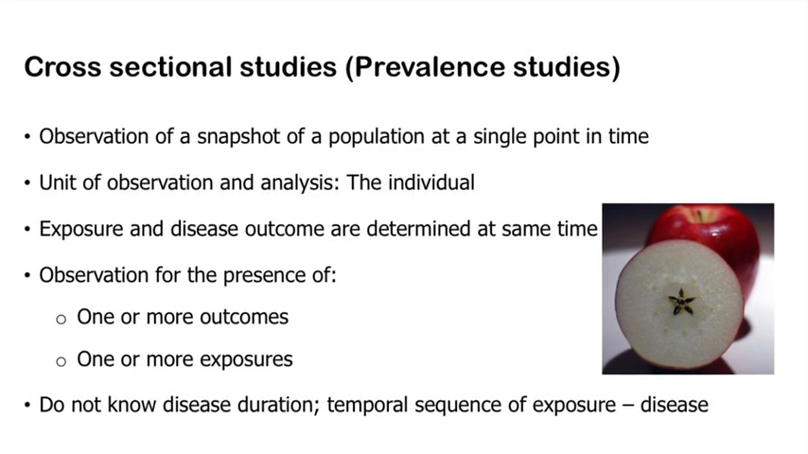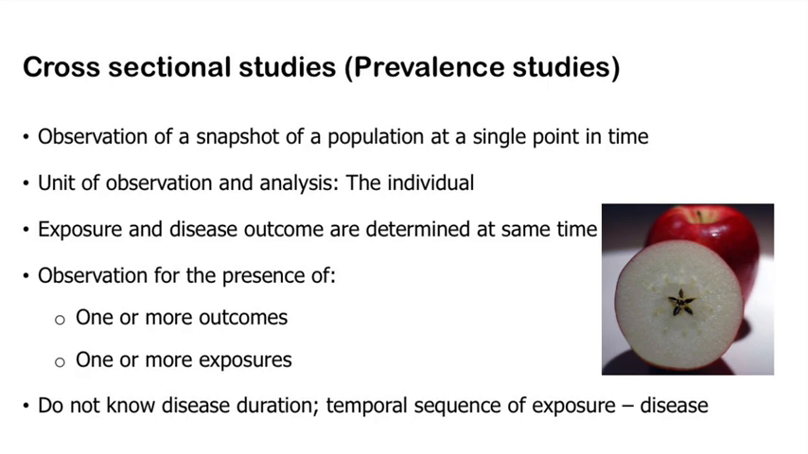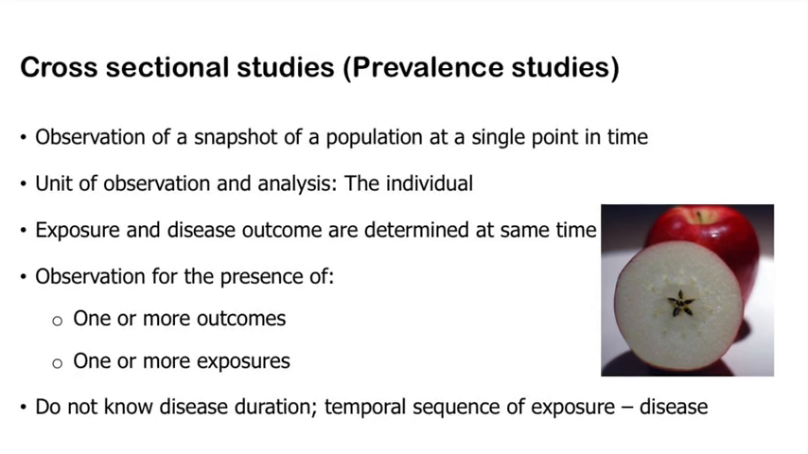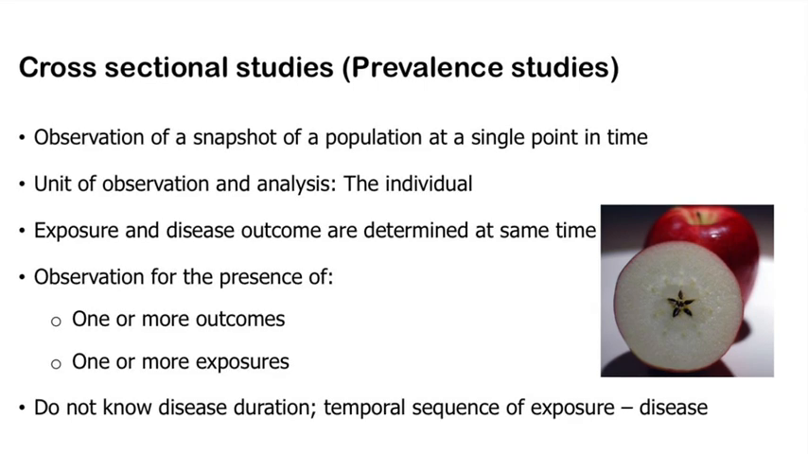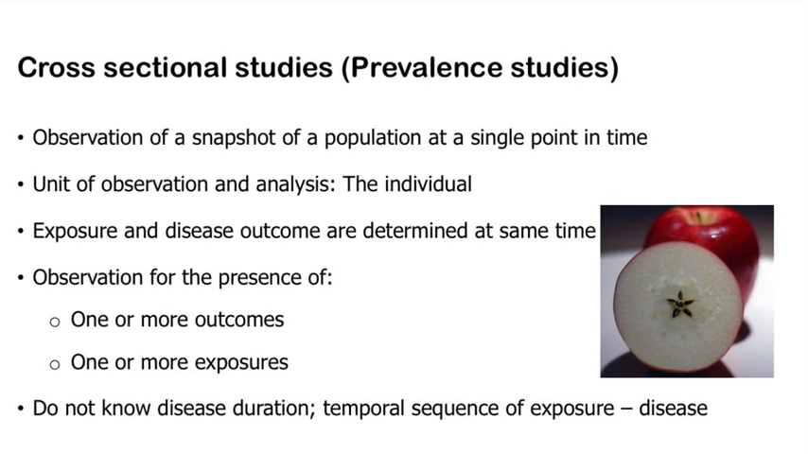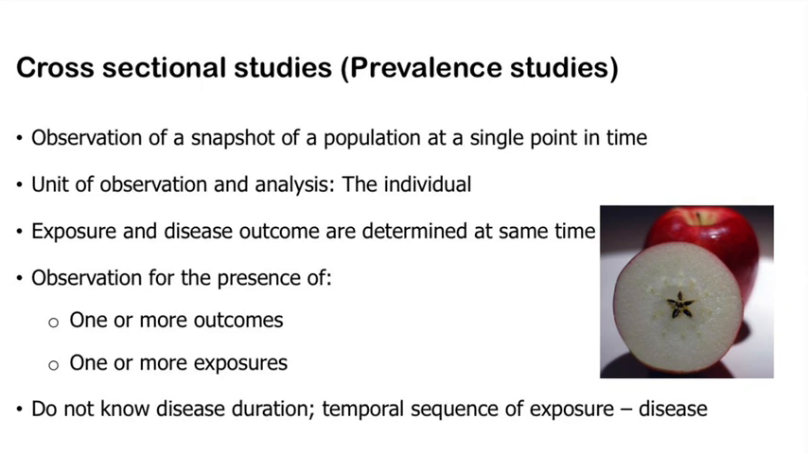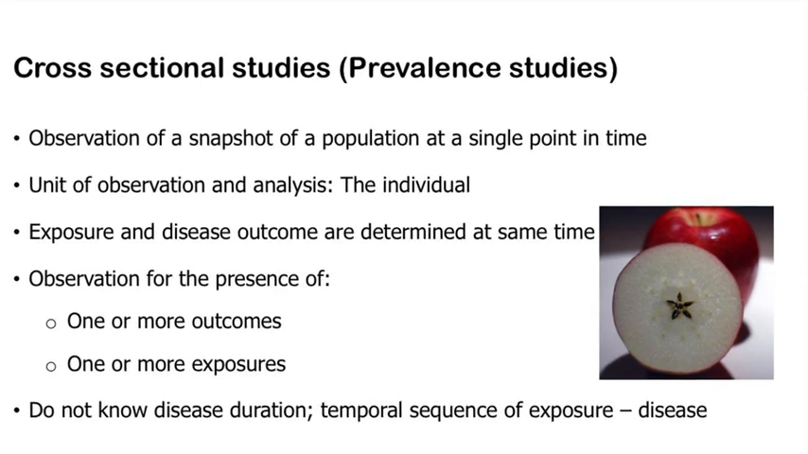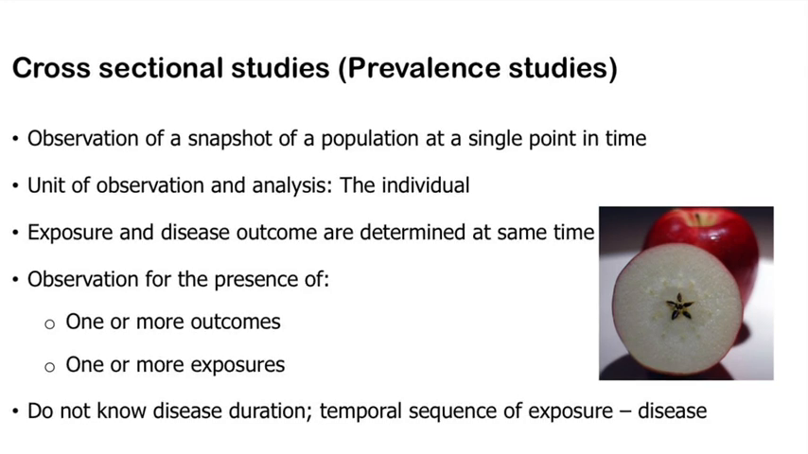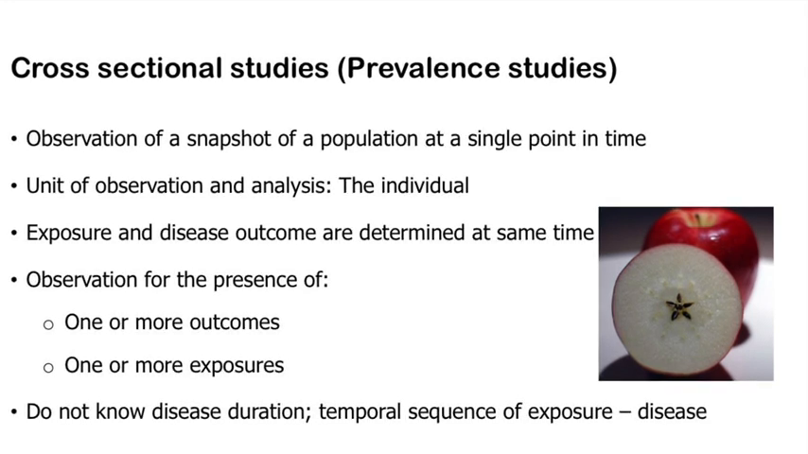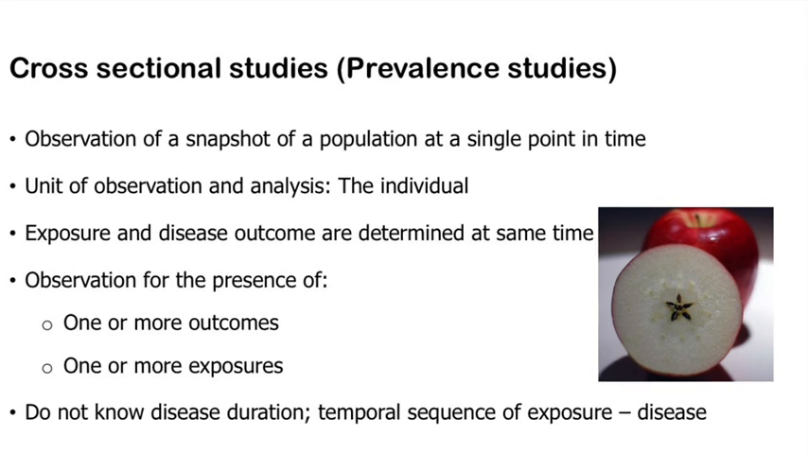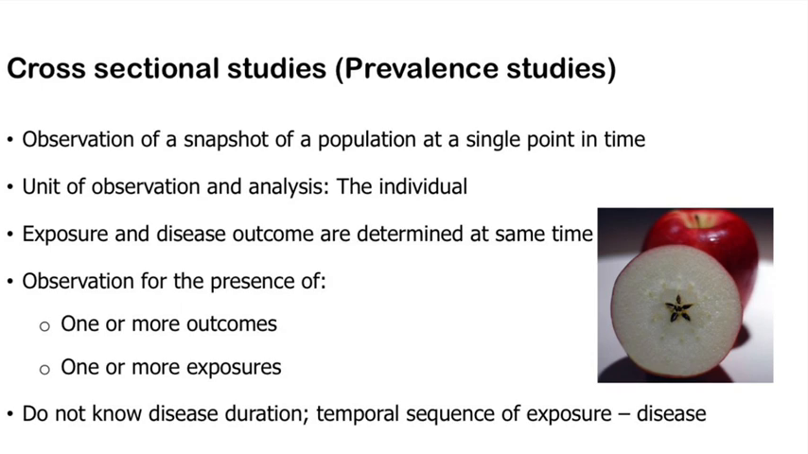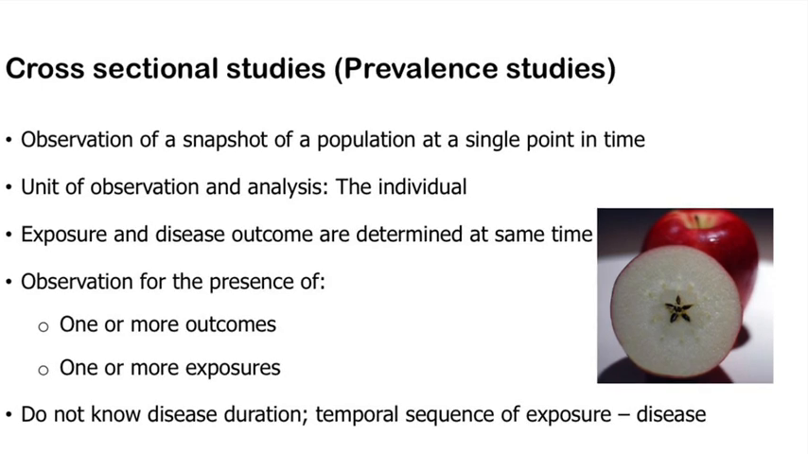So we do not know whether this disease has occurred at that time or before that. So we are looking at the prevalent cases. Hence this is also known as prevalence studies. And also we cannot know whether the exposure occurred before the outcome or the outcome occurred before the exposure. That sequence, temporal sequence, cannot be determined in cross-sectional study.